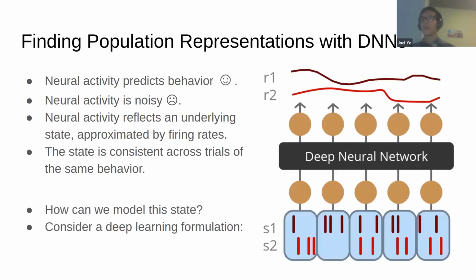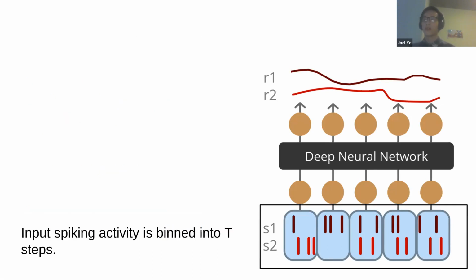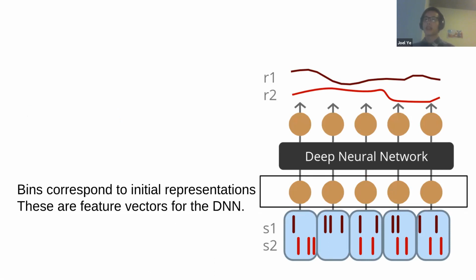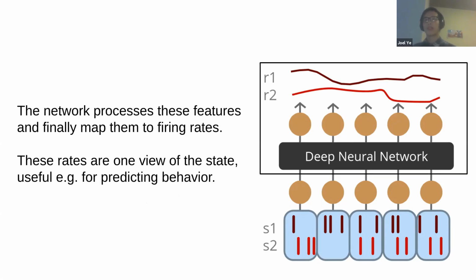So we consider a deep learning approach to this problem, where we're feeding in the raw neural activity and asking the deep neural network to predict firing rates. Specifically, our input spiking activity is first binned into T time steps, and these time steps correspond to the initial population representations that can be fed into our deep neural network. The deep neural network processes these features and finally maps them into firing rates. And again, these rates are a view of our neural population state, and they can be useful for predicting behavior.